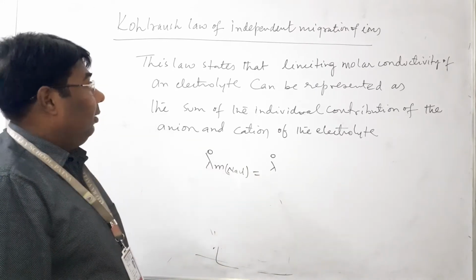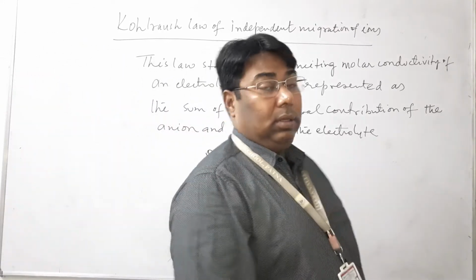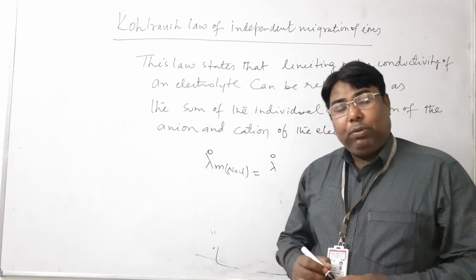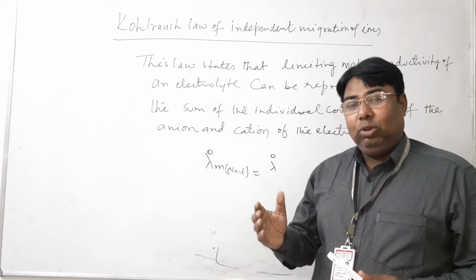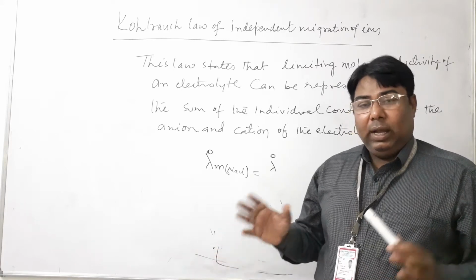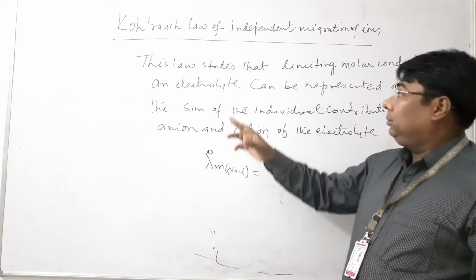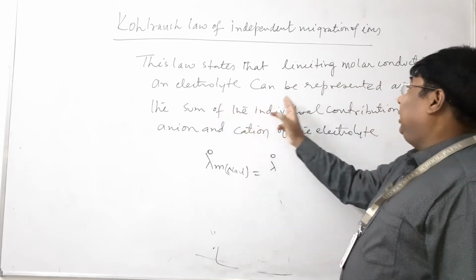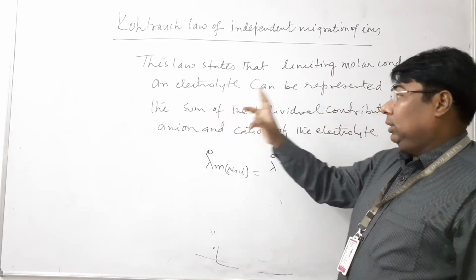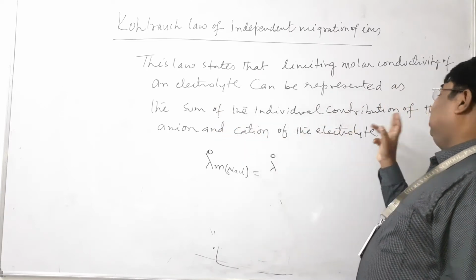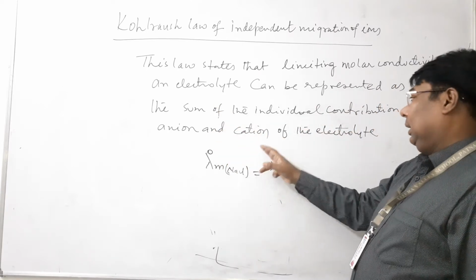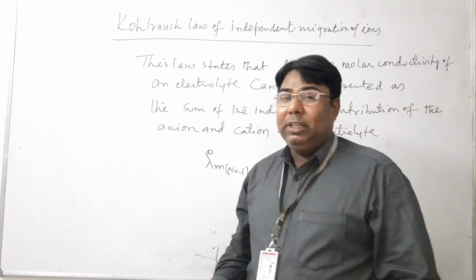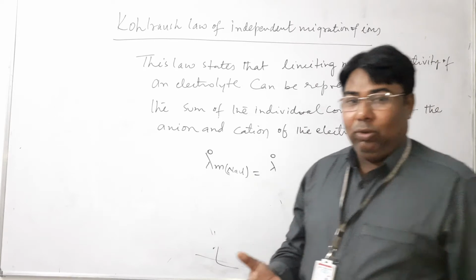Now another topic, Clausius' law of independent migrations of ions. Clausius proposed a law to explain the limiting molar conductivity of an electrolyte, and this law stated that the limiting molar conductivity of an electrolyte can be represented as the sum of the individual contributions of the anion and cation of the electrolyte.